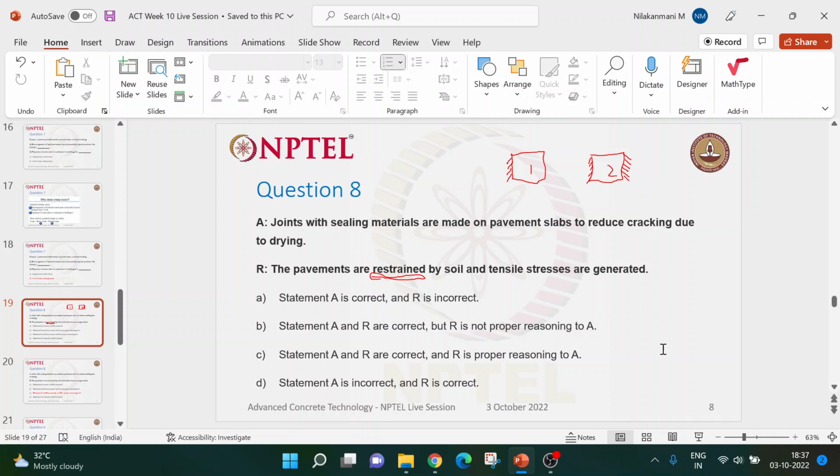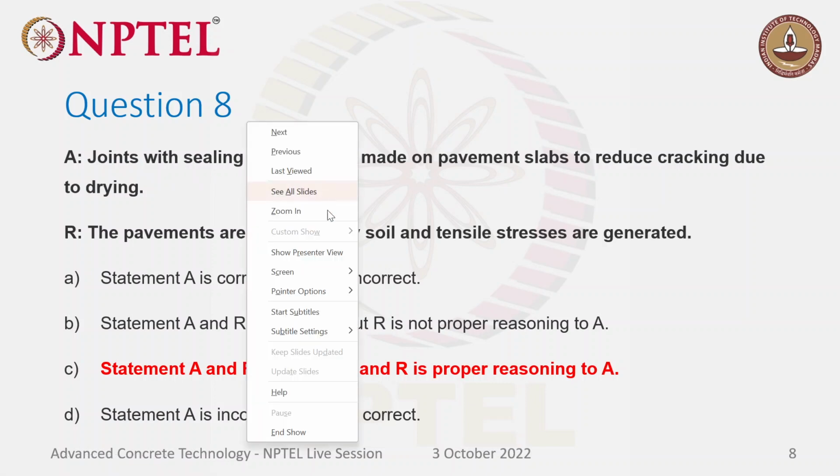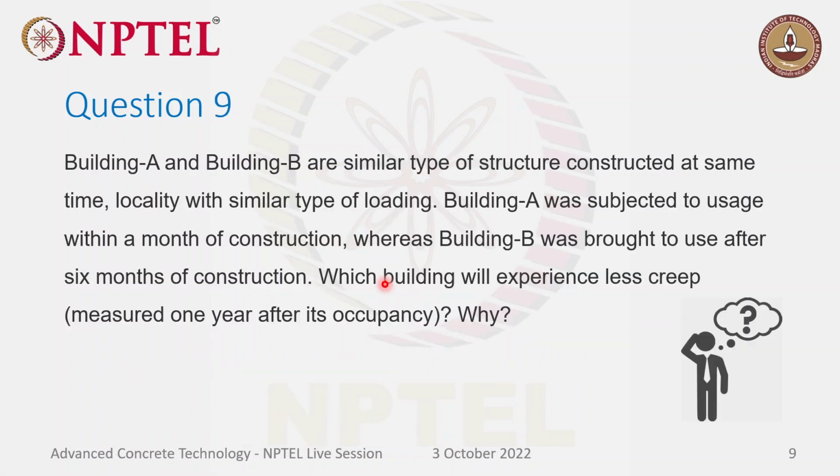Okay, so now let's move to the next question. Sorry, you have to see the solution, right? So the correct answer is statements A and R are correct, and R is a proper reasoning to A, because there is some restraint by the soil. Because of that restraint, tensile stress will be generated. That's why we provide joint sealing material for the joints. Okay, so now moving to the next question.